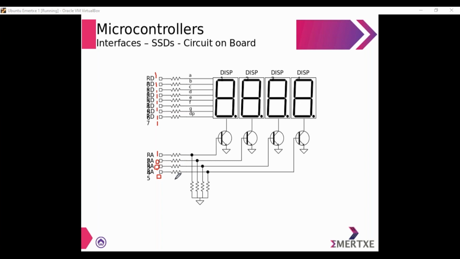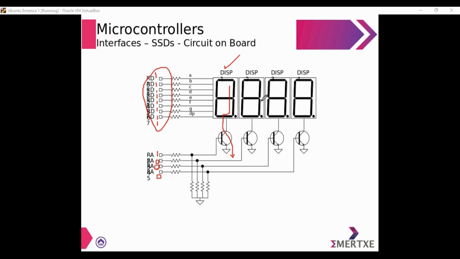If I provide 1000, yes, it's the first SSD which is being provided with ground. The transistor is turned on and it is giving you the ground connection. So whichever segment gets turned on depends on what is provided at these pins. Its cumulative current flows via the SSD, via the transistor to the ground like this. So whatever I want to display, I can provide here.